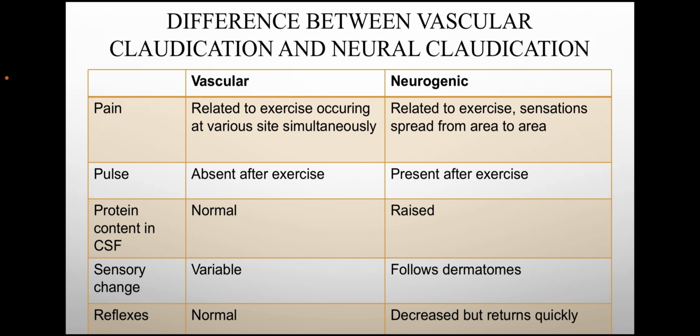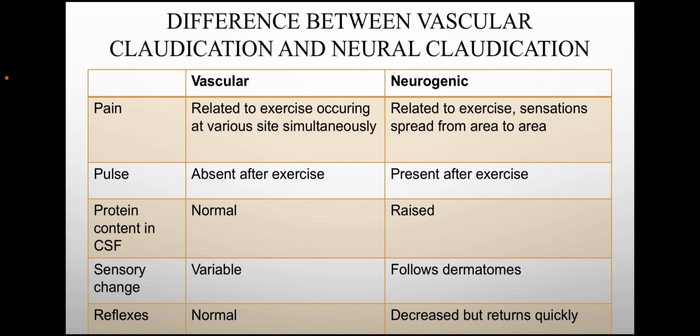So let us see a quick differentiation. As you can see in the table, vascular claudication versus neurogenic claudication. The pain in vascular claudication is related to exercise and it occurs at various sites simultaneously. In neurogenic claudication, the pain is related to exercise and sensations spread from area to area. Pulses in vascular claudication may be absent after exercise. In neurogenic claudication, the pulses are still present after exercise.